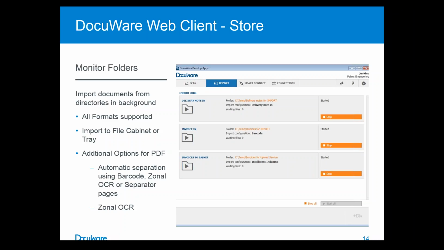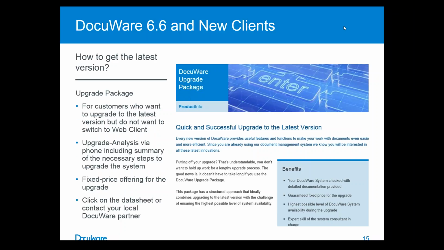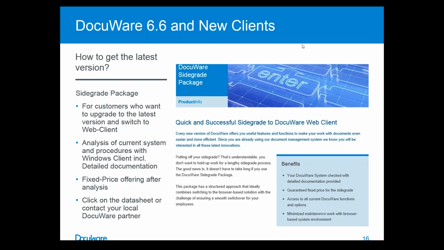So I appreciate everyone's attention today. I hope this shows you a lot of the newer features and new ways we do things in DocuWare. If anybody is interested in the upgrade packages, or if anybody is interested in what we call our side grade packages, you can certainly get a hold of DocuWare, or you can get a hold of your authorized DocuWare partner and discuss the possibility of getting to the most current version. That would be 6.7 now. And that is what I wanted to share with everyone today.